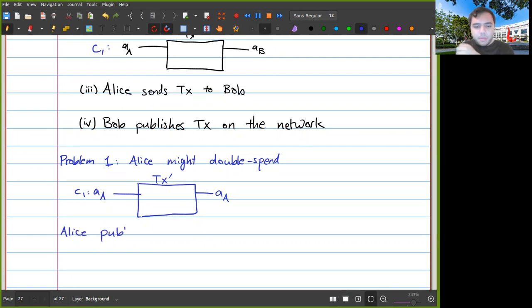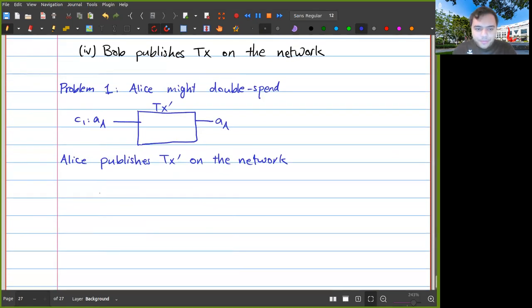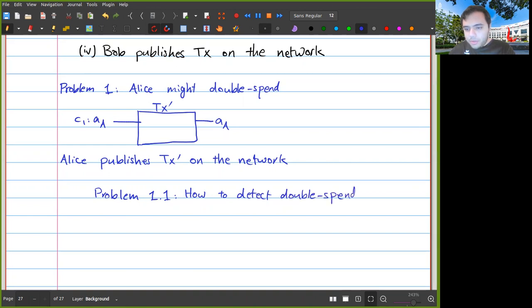So let's say Alice publishes TX prime on the network. And now there are two problems for Bob. So maybe I can write it like this. Problem 1.1 for Bob is how to detect this kind of attack. So if Alice does this kind of double spending, how is Bob to know?